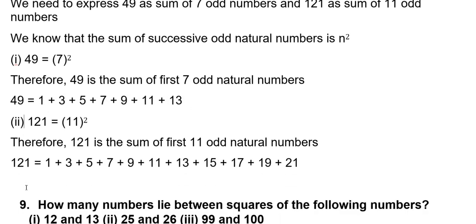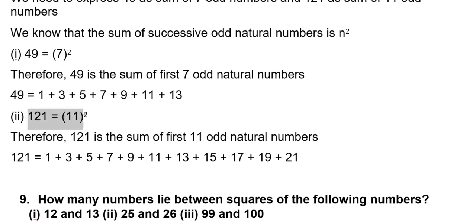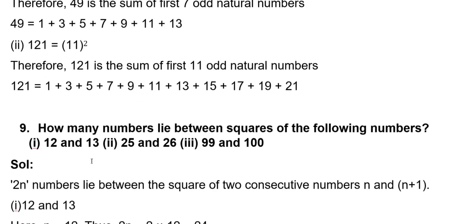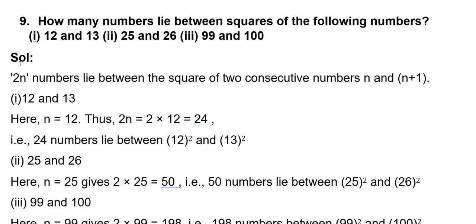Same like that, 121. 121 is equal to 11 square. Therefore, 121 is the sum of first 11 odd numbers. So, 121 is equal to 1 plus 3 plus 5 plus 7 plus 9 plus 11 plus 13 plus 15 plus 17 plus 19 plus 21. And last one is the ninth problem.